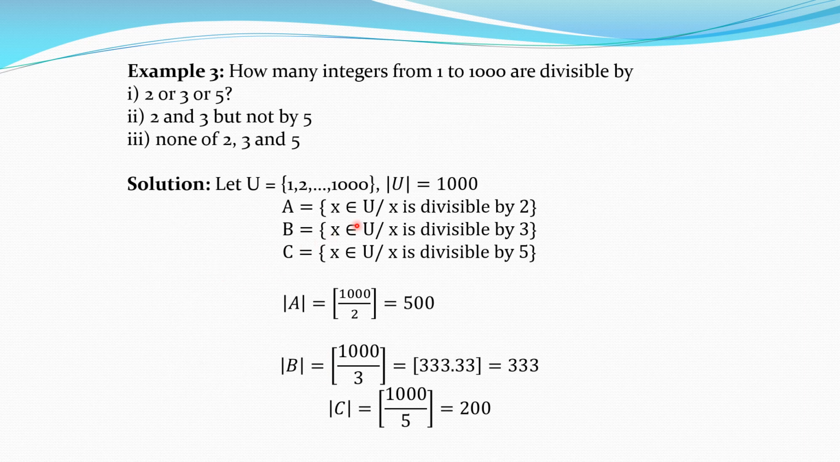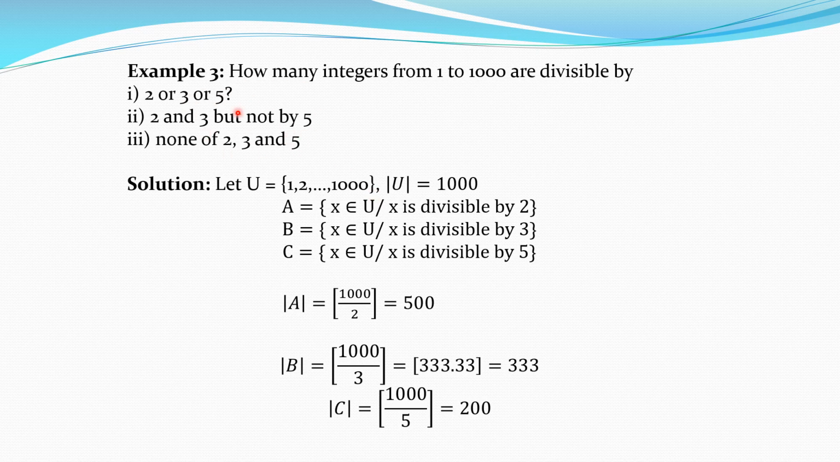Now, one more example. How many integers from 1 to 1000 are divisible by 2 or 3 or 5? Second, by 2 and 3 but not by 5. Third, by none of 2, 3 and 5. Now here we are considering integers from 1 to 1000. So U is in this case 1 to 1000. So the cardinality of U is 1000.